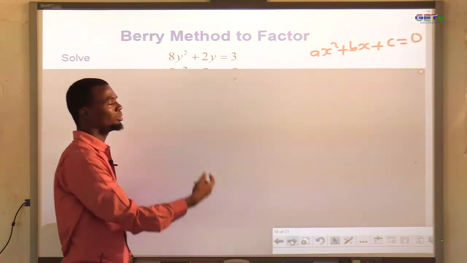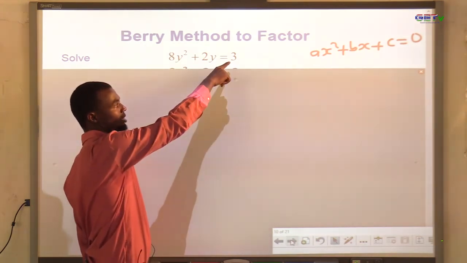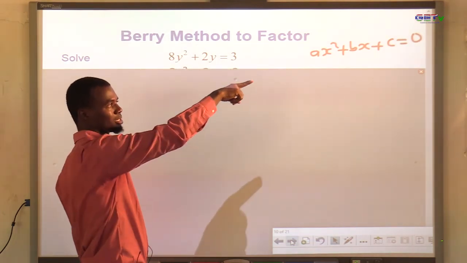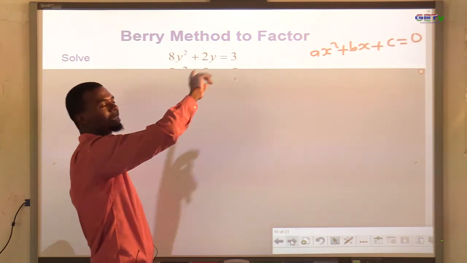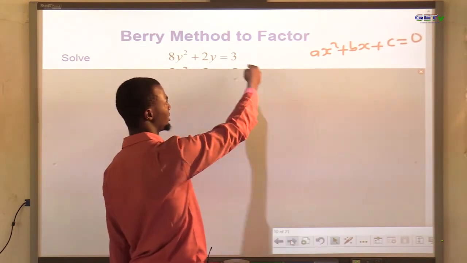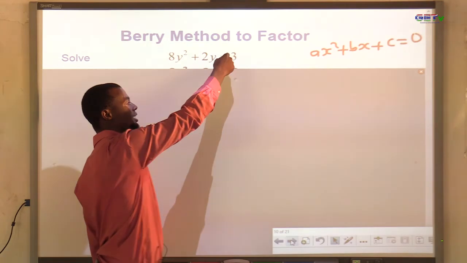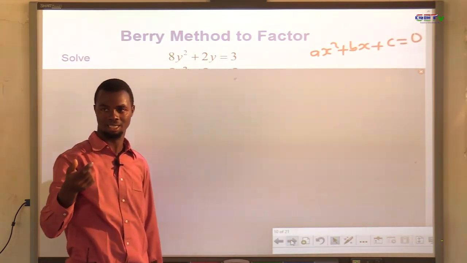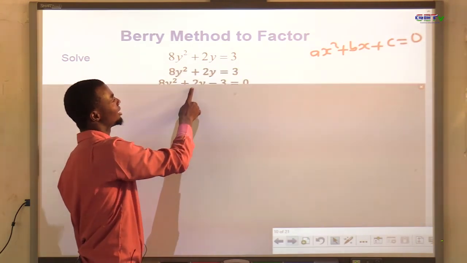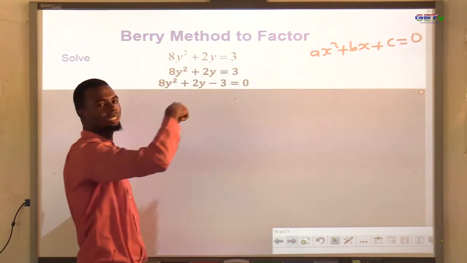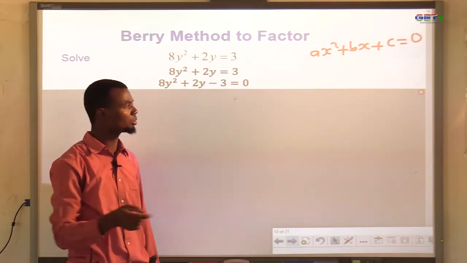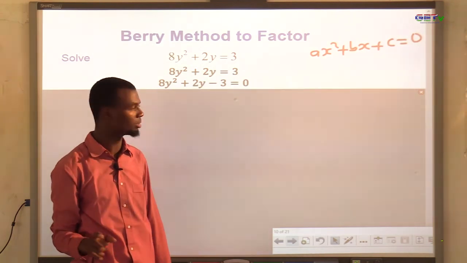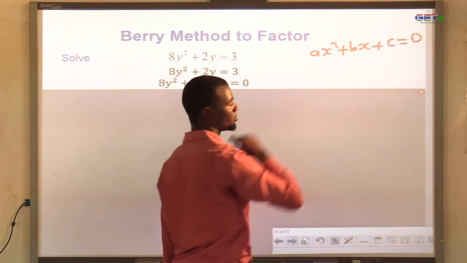Now, we look at what will happen with this 3 here. We have 8y squared plus 2y equals 3. It is not in that form, but we have to take it to that form by transposing this 3. What is the sign for 3 here? It is positive. When we transpose, the sign changes. So we transpose the 3, and that is why the sign changes. So you will have 8y squared plus 2y minus 3 equals 0. You have them now in this form.